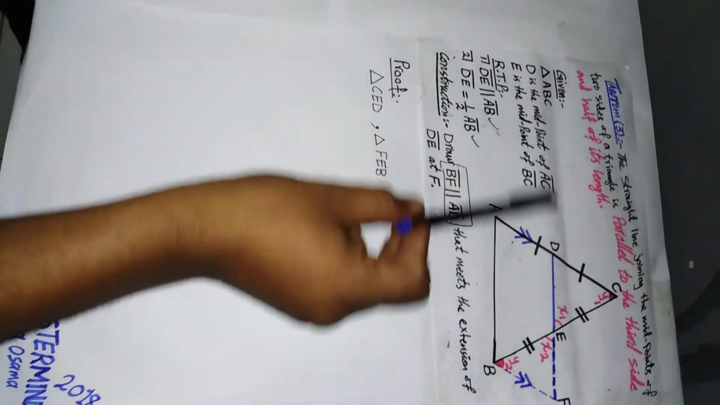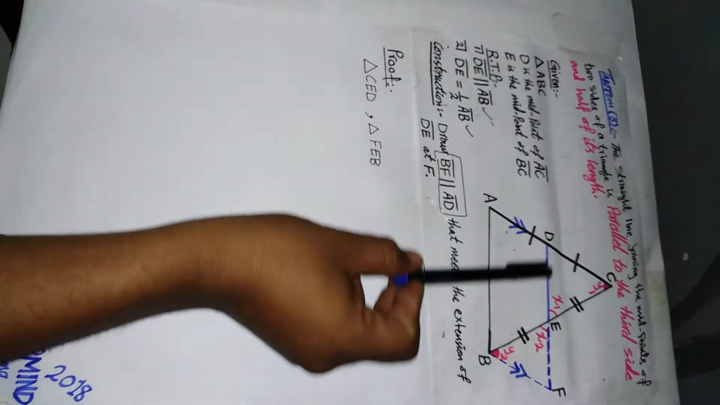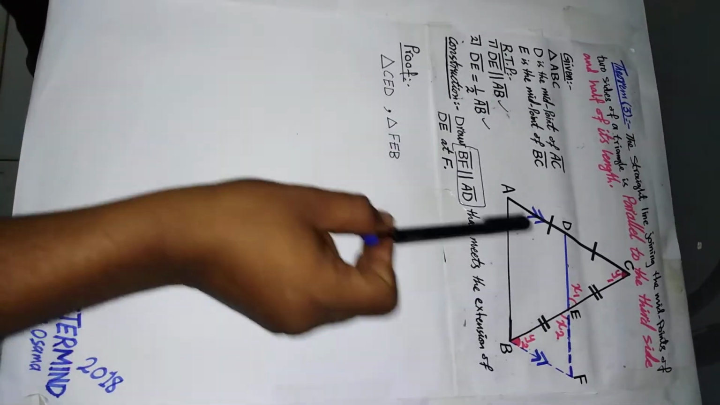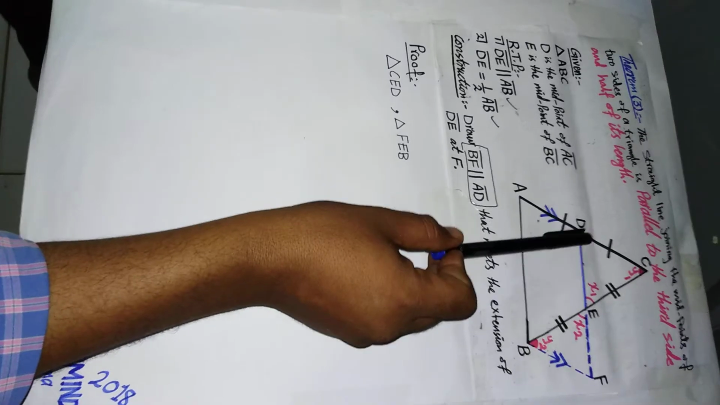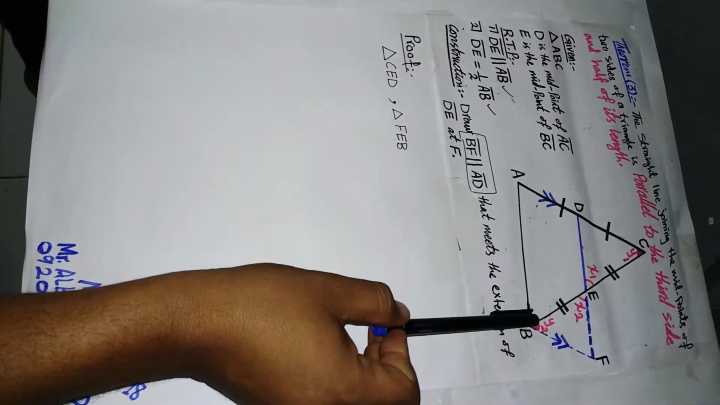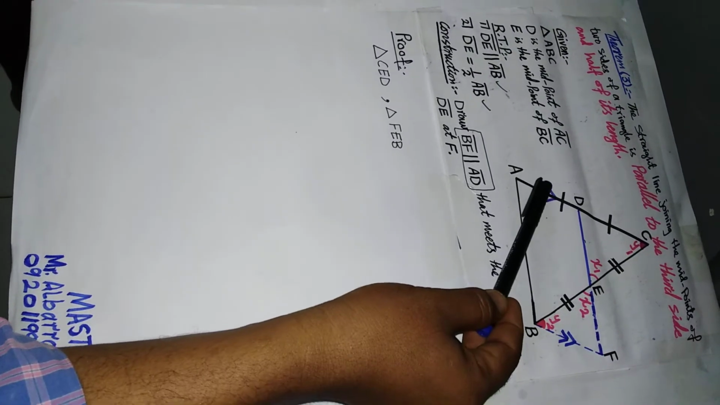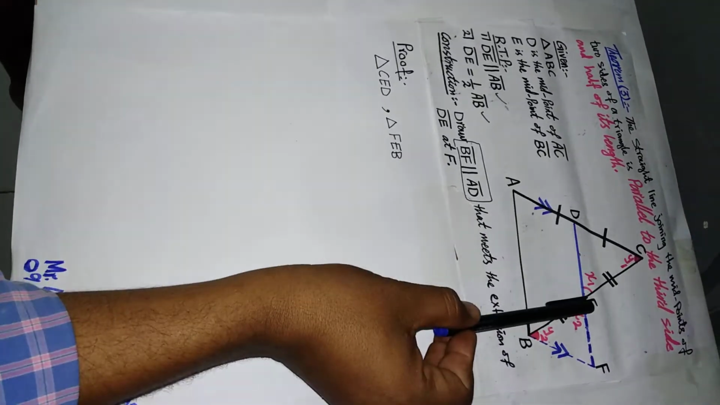My required to prove, I want to prove that the straight line joining these two midpoints is parallel to a third side. So I want to prove that DE is parallel to AB, and I want to prove that DE is half of AB. My construction, draw BF parallel to AD. You can see the signs. That meets the extension of DE at the point F.